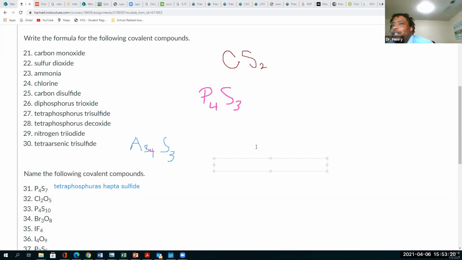Yeah, we got to work on that spelling there. Hepta is H-E-P-T-A. Heptasulfide. And then phosphorus, it's spelled up top on number 28 and 27 and 26.